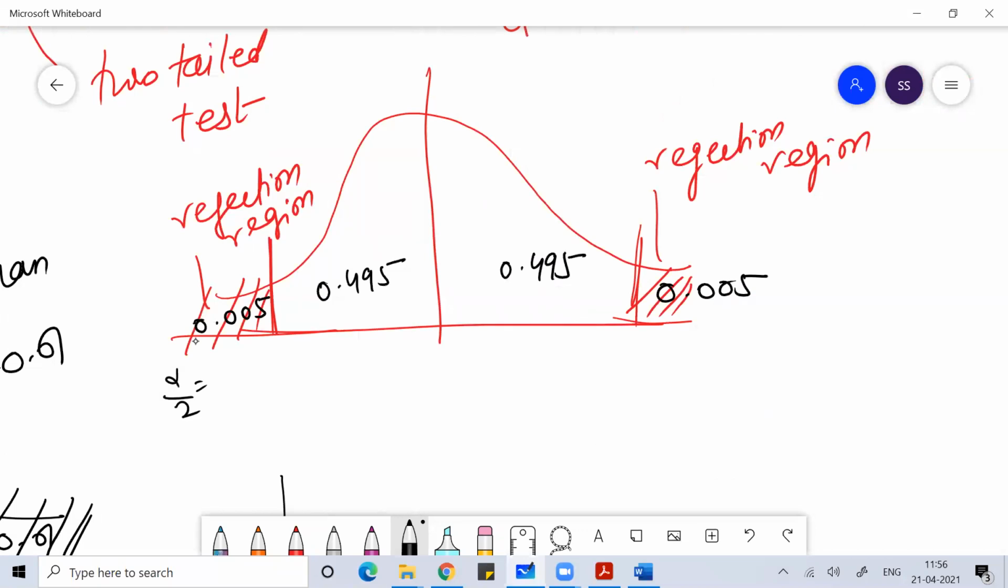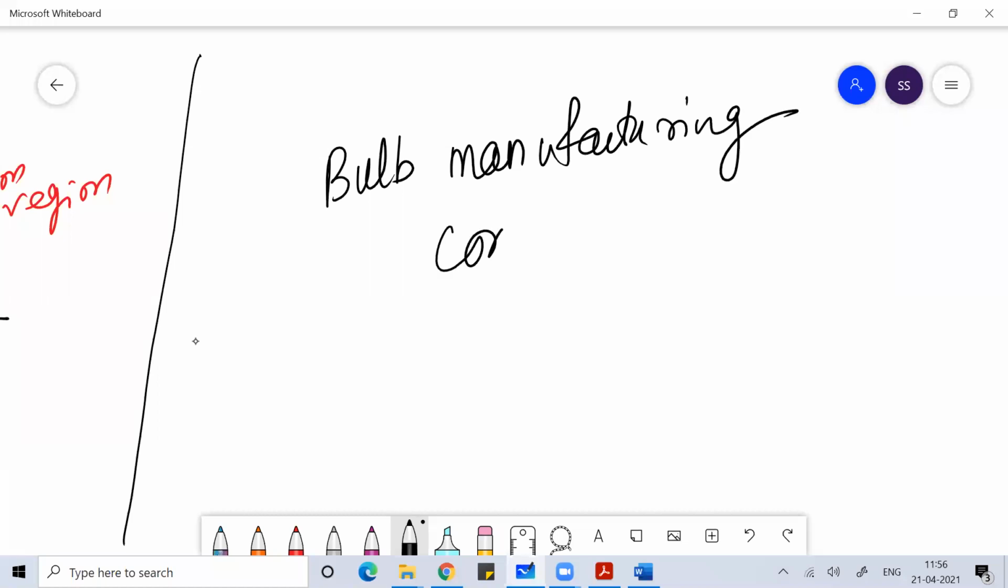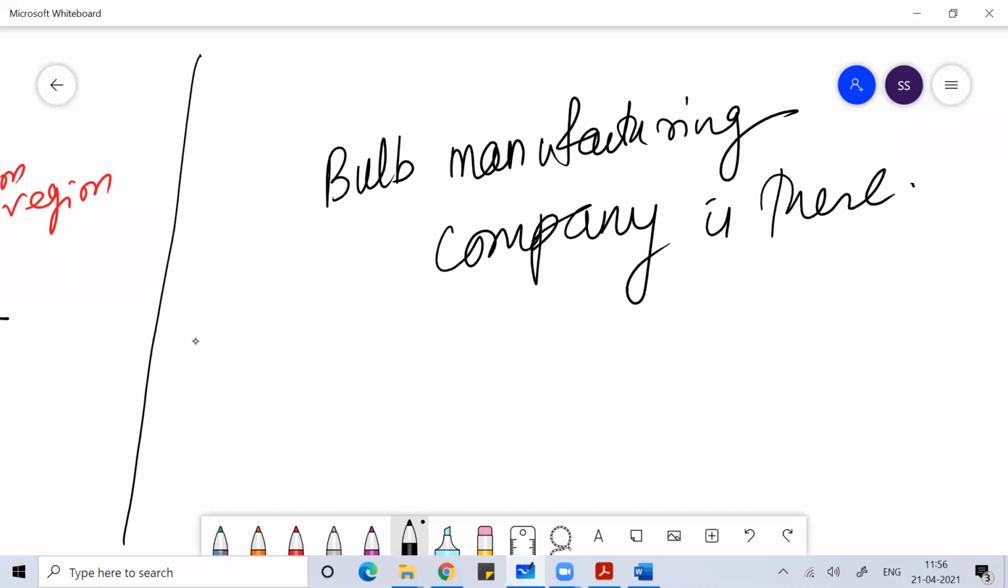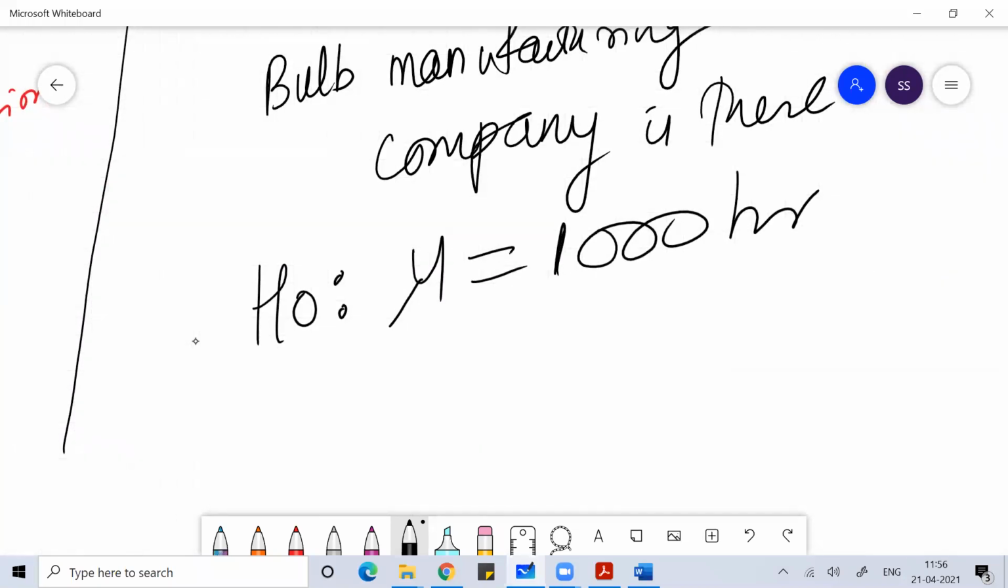Another way I can explain the one-tail test or two-tail test: maybe there is a bulb manufacturing company. And maybe the bulb manufacturing company says that the average life of the bulb is 1,000 hours. So the company is saying that their average life is 1,000 hours, and you need to prove whether this is true or not.